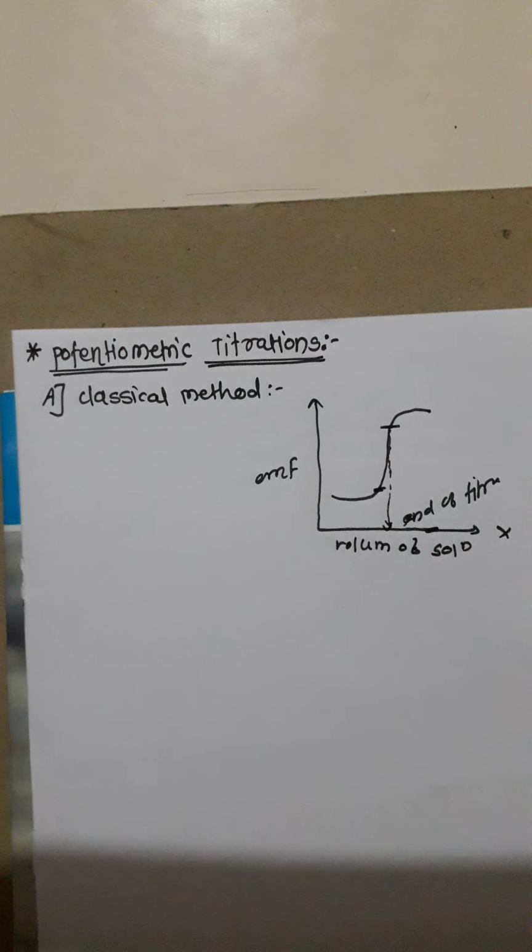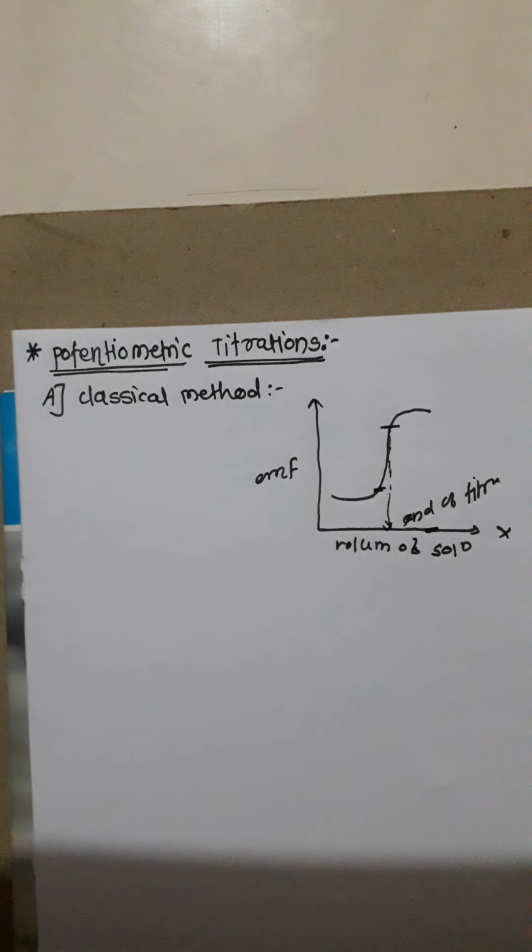Potentiometric titration. There are two types of methods to determine the end point of titration. The first one is the classical method for locating the end point, and the second one is the analytical method.